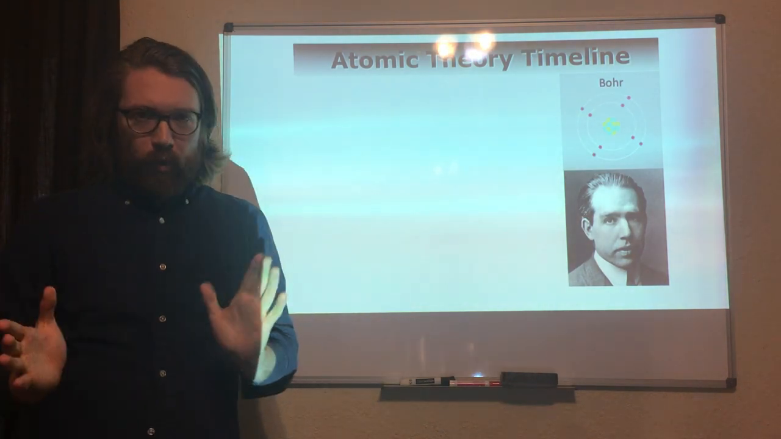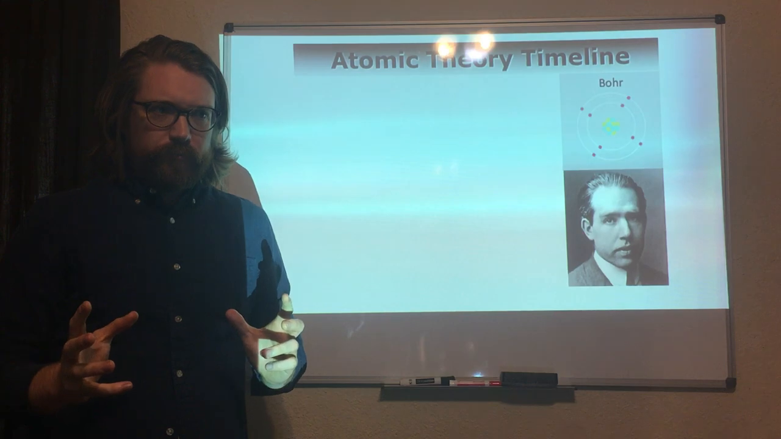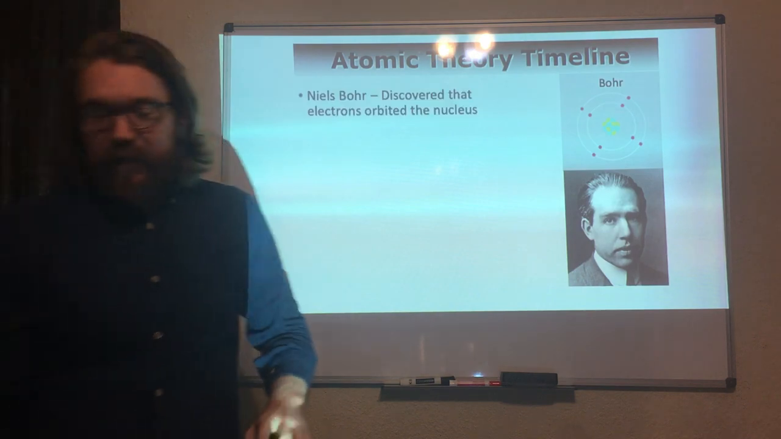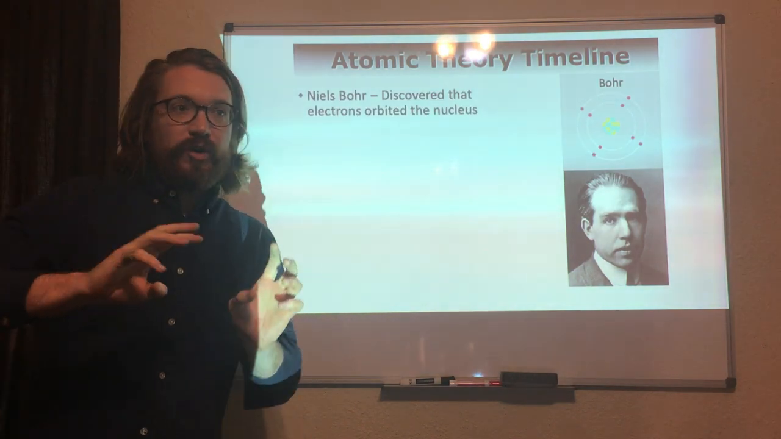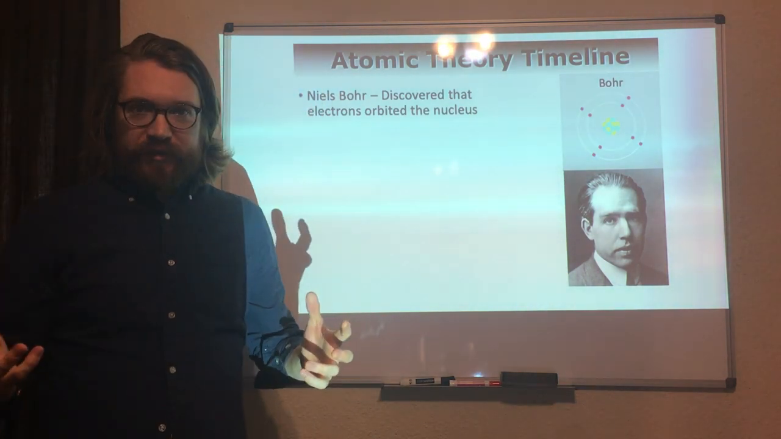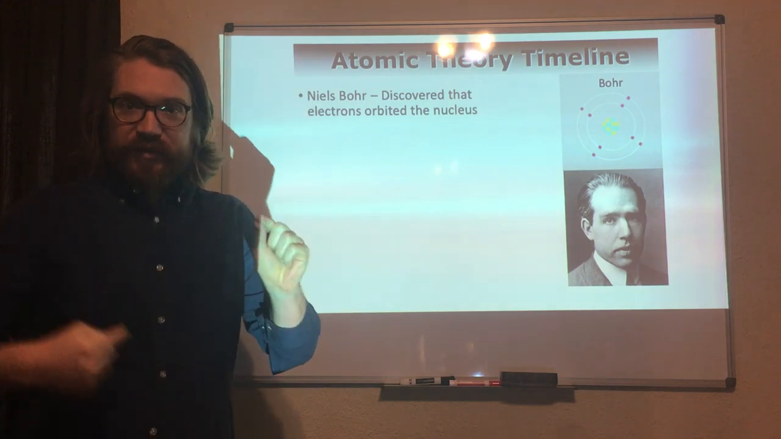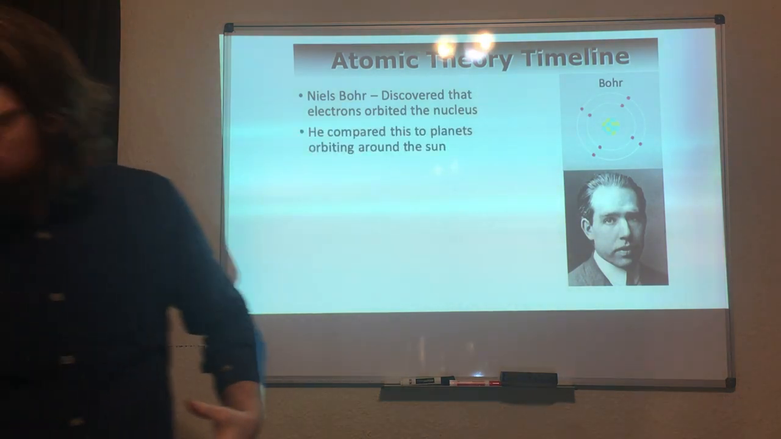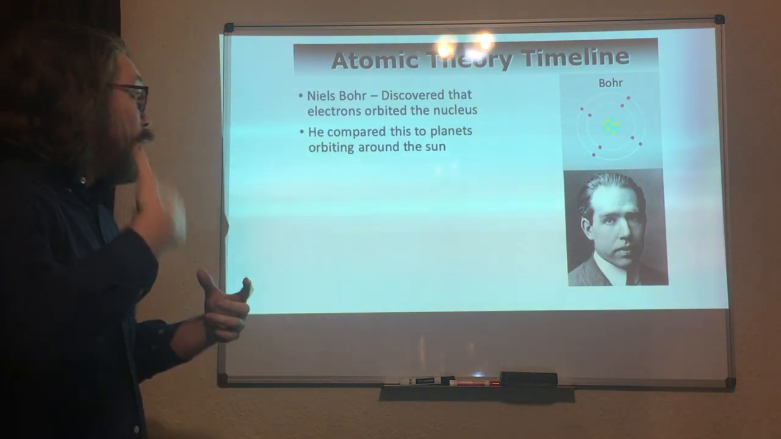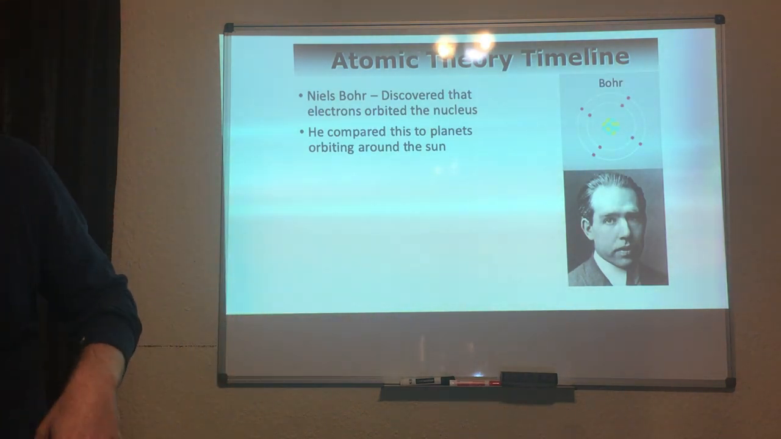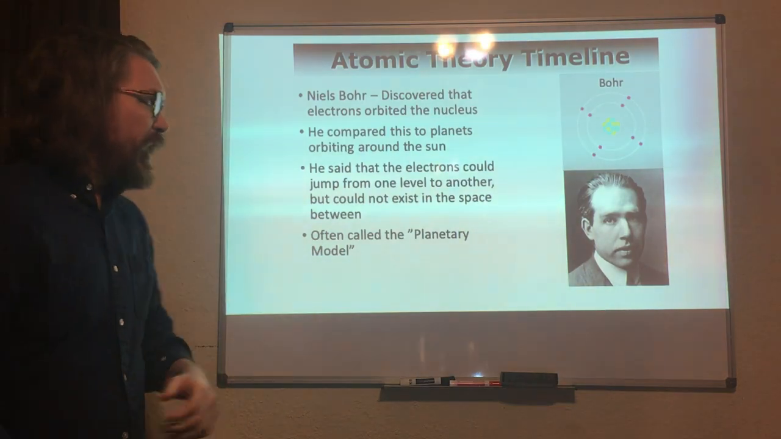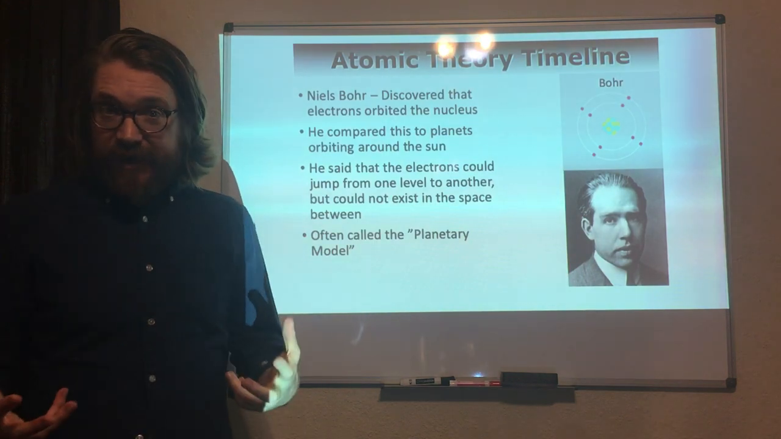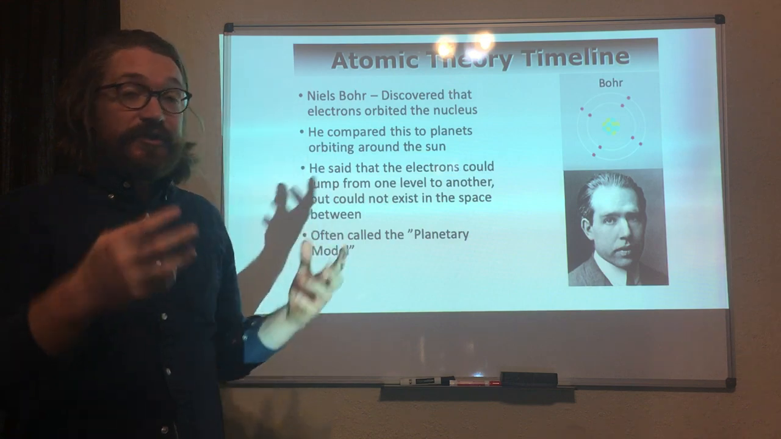Up next, we have Niels Bohr. Niels Bohr is bringing in modern physics now, or close to modern physics. What he came up with is he realized that the electrons weren't just around the nucleus, but that they actually orbited the nucleus in a very specific path, what he called an orbit. He compared this to the planets orbiting around the sun, which is why sometimes this is called the planetary model. This is the model that you are probably the most familiar with. This is the one that you draw in chemistry class most of the time. And honestly, it was a huge step forward, right?